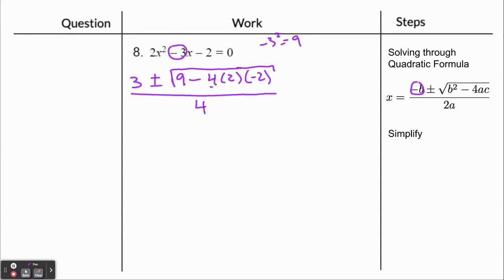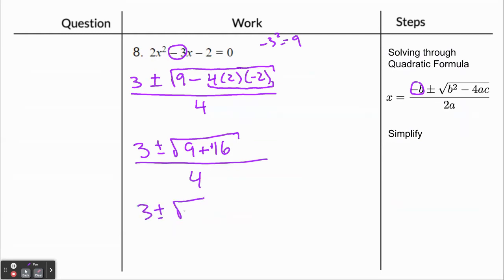So now to simplify this on the inside, I'm going to go ahead and multiply 4ac here. 4 times 2 is 8, times negative 2 is negative 16. So I get 3 plus or minus the square root of 9 minus a negative 16, which is just like adding a positive, over 4. Then I get 3 plus or minus the square root of 25 over 4.